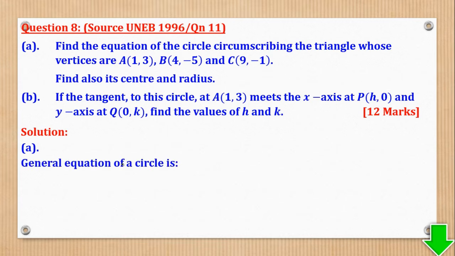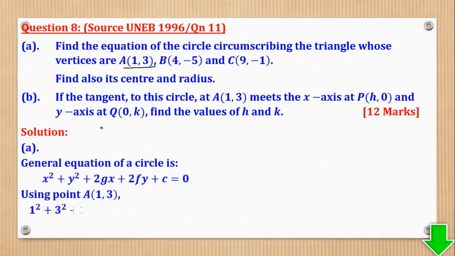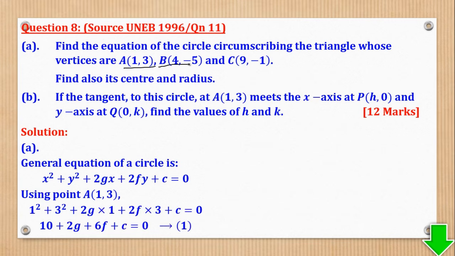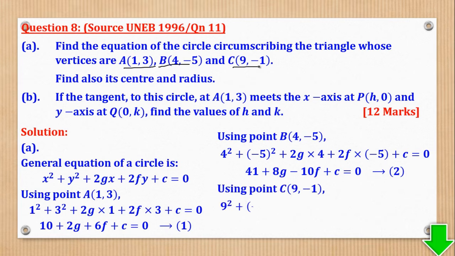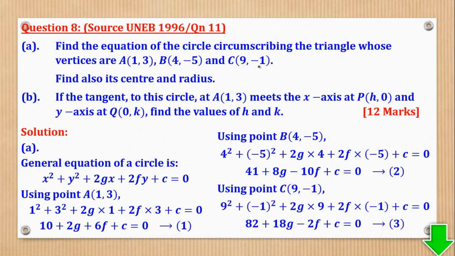So the general equation of the circle is given by that. Using point this, I'll substitute for x and y, then come up with equation 1. Use this point also, substitute for x and y, then come up with equation 2. Then use this one also, substitute for x and y, and then come up with equation 3. So we have 3 equations and 3 unknowns.